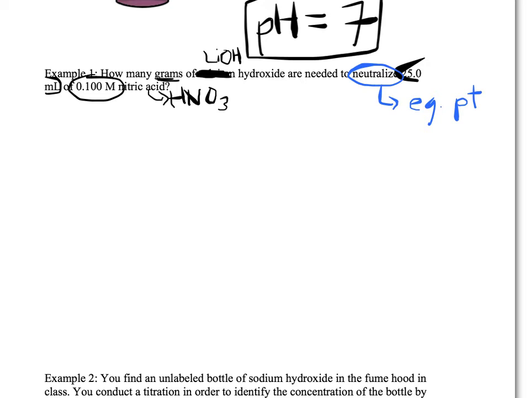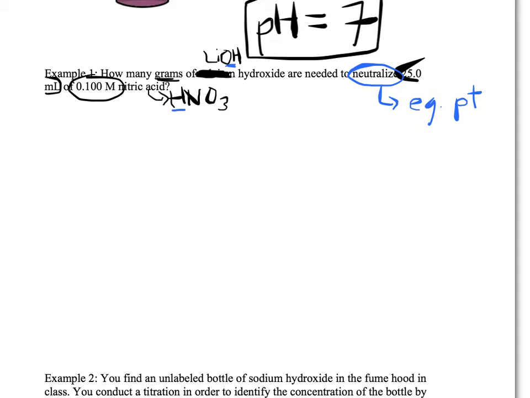At that point, the moles of hydroxide are equal to the moles of hydrogen ion. They are equivalent, they are equal. Since that is true, we know the moles of hydroxide will equal the moles of hydrogen ion. So if we can figure out the moles of hydrogen ion, we can follow those three steps to get the mass of lithium hydroxide.